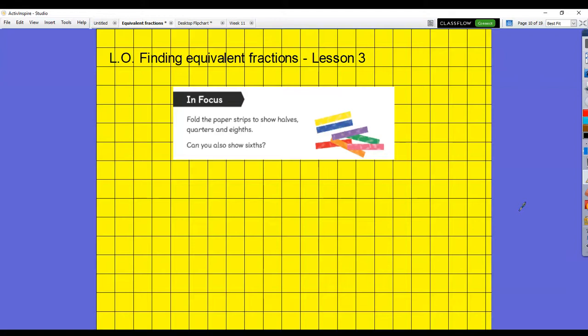Hi Year 3, so we're on our third lesson of equivalent fractions today. So our focus question is, fold the paper strips to show halves, quarters and eighths.